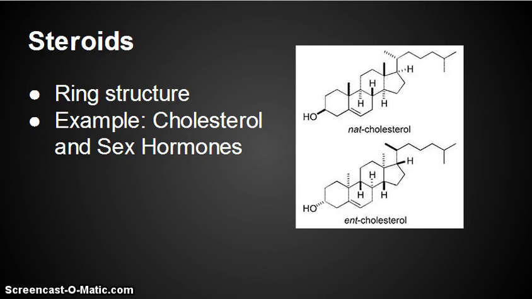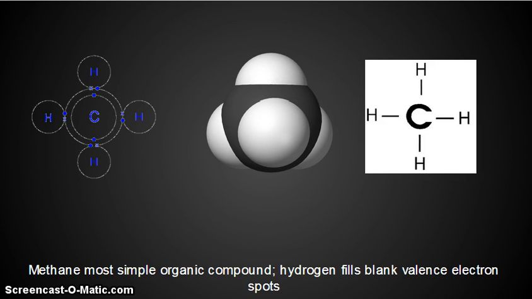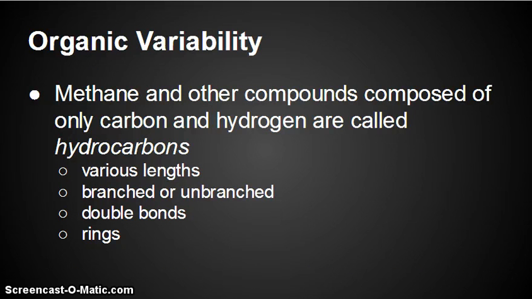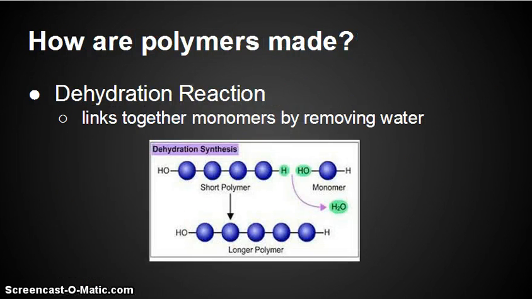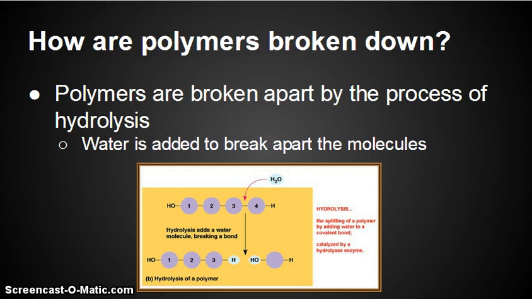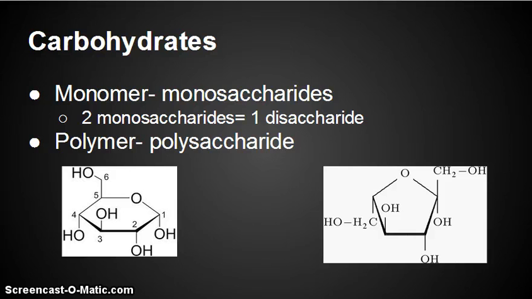So just to review, we went through hydrocarbons, remember methane. We went through the organic variability. We have various lengths, branching and unbranching, double bonds and rings. We went through macromolecules, and monomers make up polymers. We went through dehydration reaction, and we went through hydrolysis. We went through carbohydrates and the fact that their monomer is a monosaccharide, their polymer is a polysaccharide, and we have a special name for two monosaccharides together, which is a disaccharide.